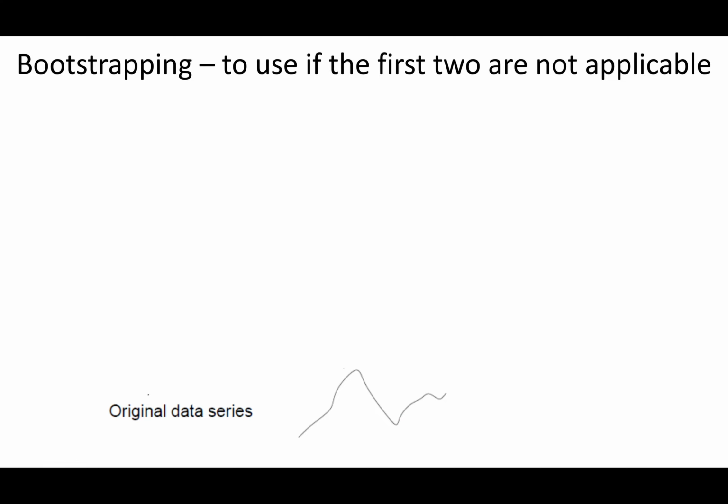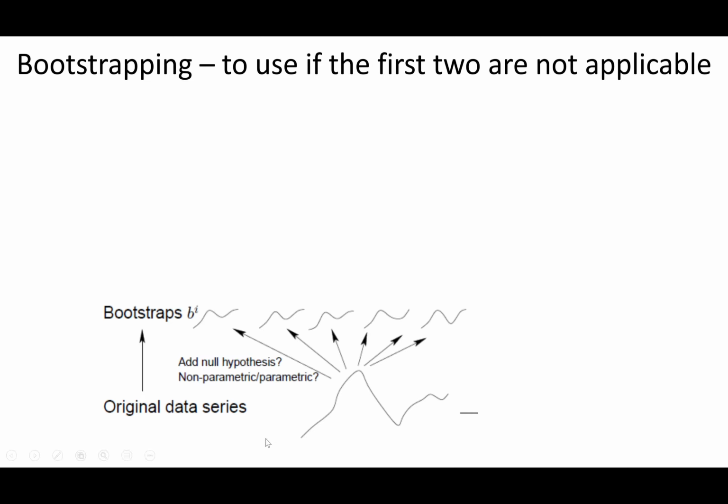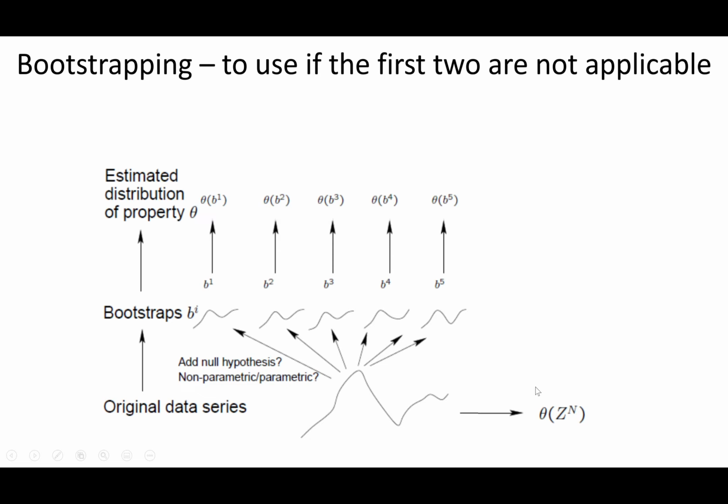Finally, if you don't want to use, or you can't for some reason use either of these two, you can always use bootstrapping, where you have some original data series, you create bootstraps either by sampling with replacement or by fitting a model and simulation using some kind of noise in the process to generate bootstraps. And then you not only have your original value or property here, theta, but for each bootstrap you have a new value, and then you have the estimated property with the distribution.